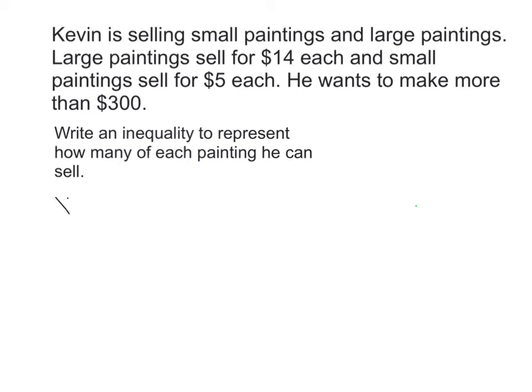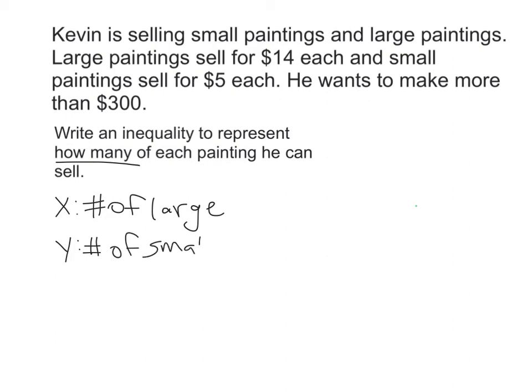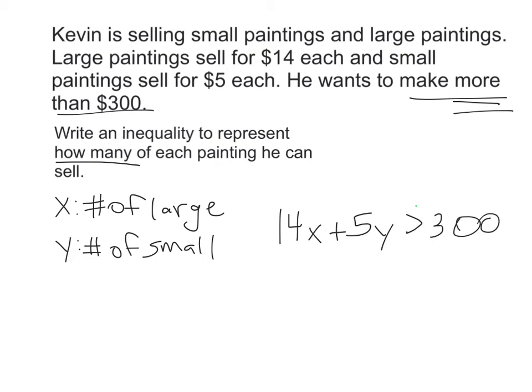All right, so again, X is going to be, in this case, the number of large paintings. I won't write paintings for right now. And Y is the number of small. So what we're looking at here is $14 for each large, which is X, plus $5 for each small, which is Y, and he wants to make more than $300. So we want this to be more than $300, right?